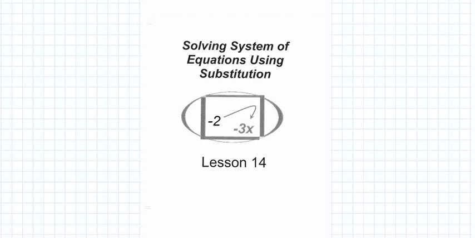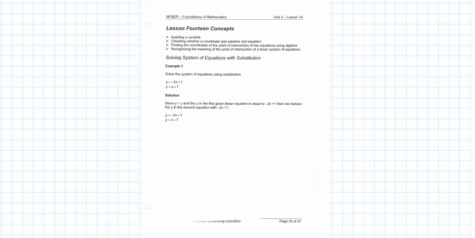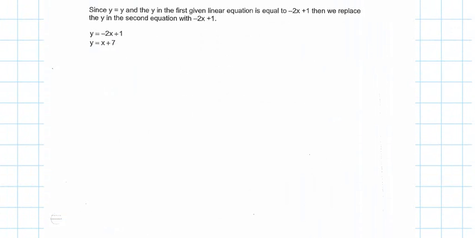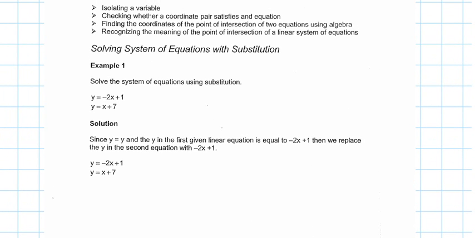Okay, so let's look at this. Remember that in the end, we are looking for a point of intersection. So we're looking for when do the two graphs meet. Okay, so we're solving the system of equations using substitution: y equals negative 2x plus 1 and y equals x plus 7. Okay, so these are the two lines, right?